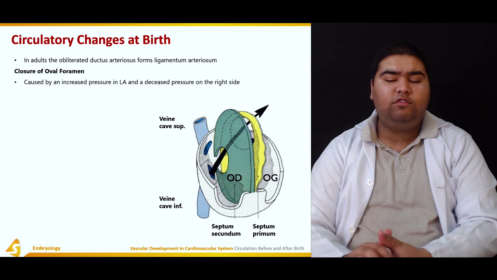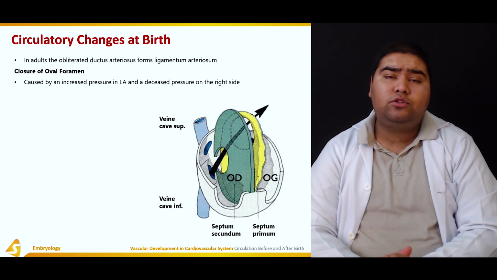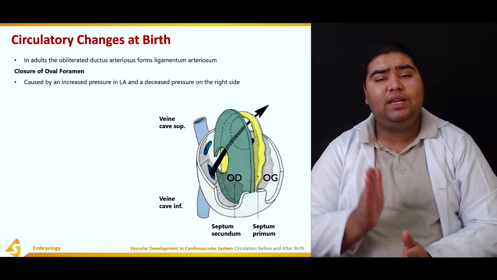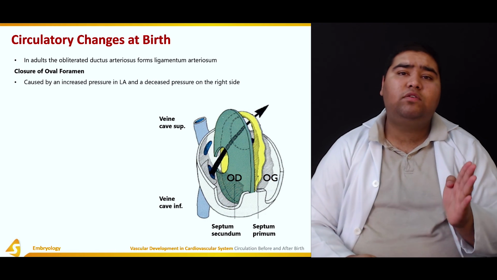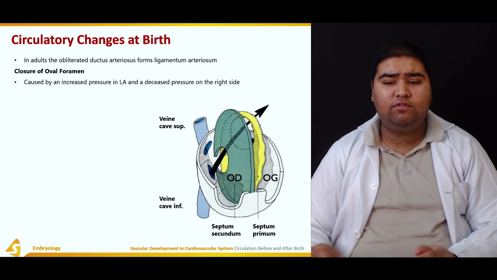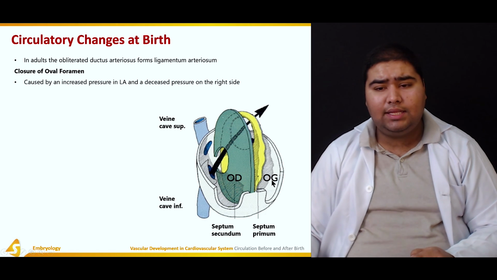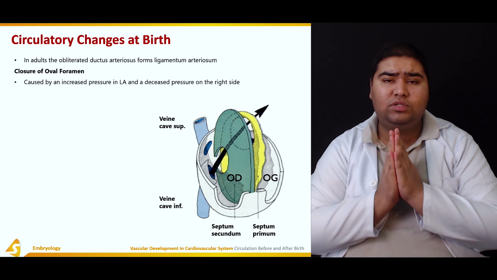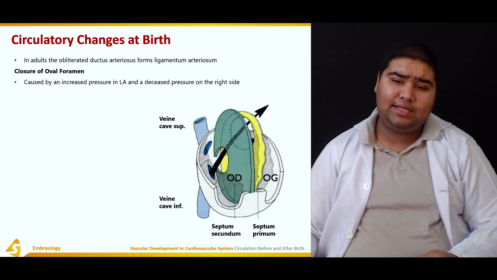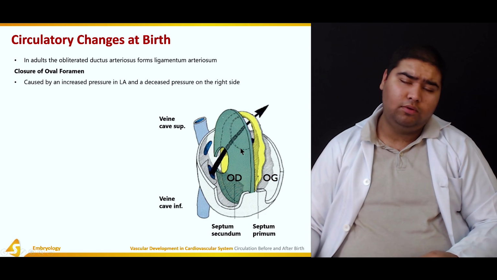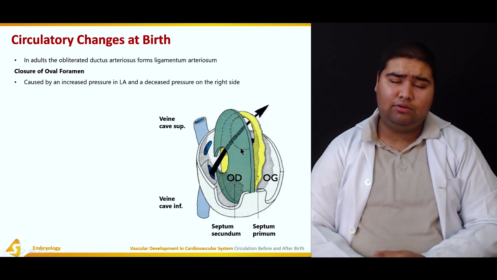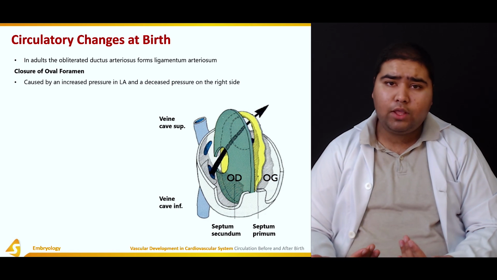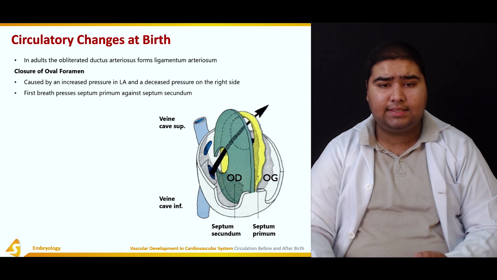Now, the closure of the oval foramen. It is caused by an increase in the pressure of the left atrium and decrease in pressure of the right atrium, as a result of which the septum primum and the septum secundum come together and are closely adherent. As a result, the opening between these two is closed, and this is how the functional closure of the foramen ovale takes place.